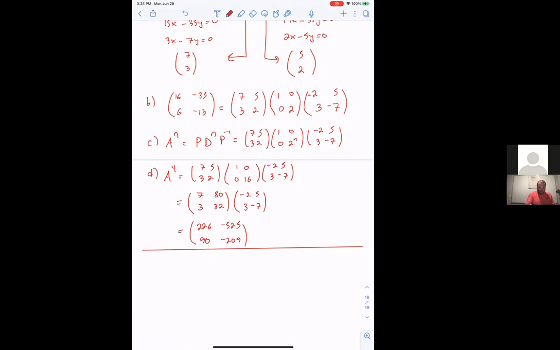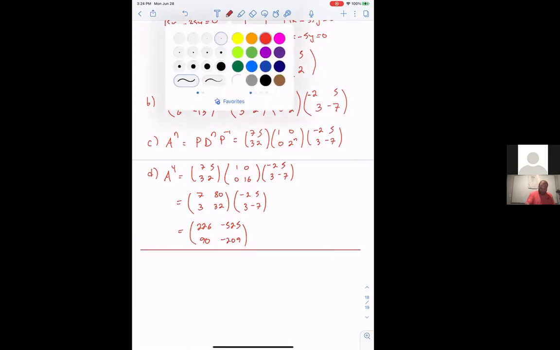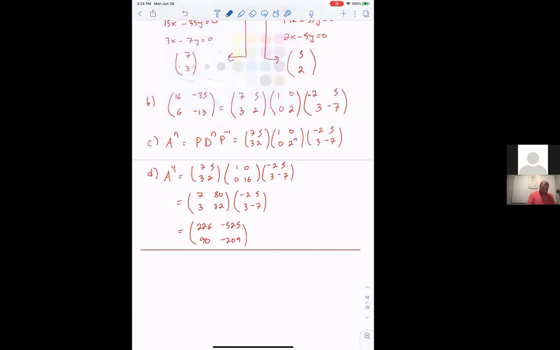Question number 3. Question number 3 says, consider the matrix T equals 0.4, 0.75, 0.6, 0.25. Ooh, we got a valid transition probability matrix. And so it says A, express T in the form T equals PDP inverse.